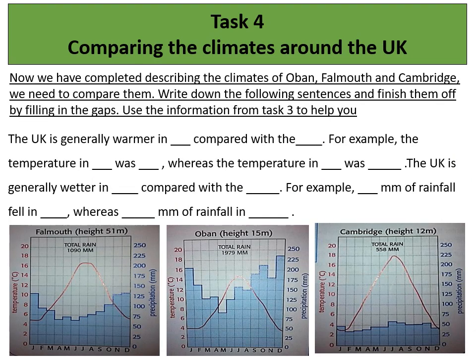Task 4 then, we need to compare these climates around the UK. And you have been given these sentences. So you need to fill in the gaps by using the climate graphs and also your knowledge from task 3 to help you. So, for example, the UK is generally warmer in.